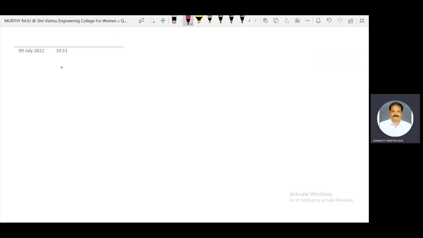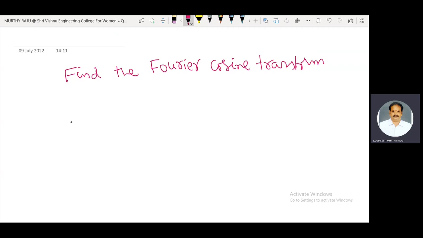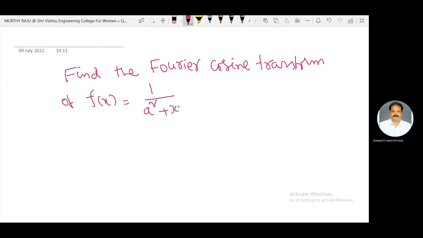In this video, I am going to find the Fourier cosine transform of f of x is equal to 1 by a square plus x square.